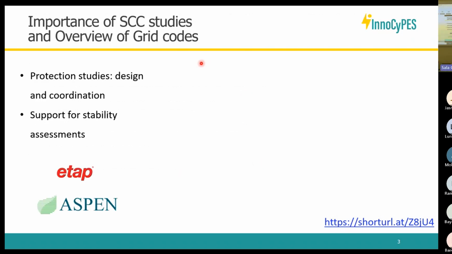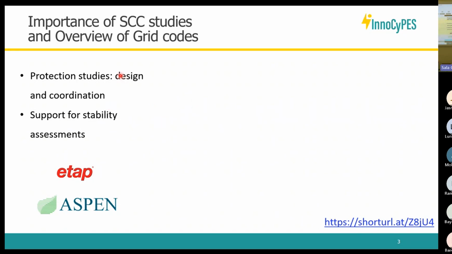So when it comes to these studies about short circuit currents, in a very summarized way, because even if I wanted to talk about it in a detailed way, I'm not an expert. So very briefly, these kind of studies are helpful for protection studies, design and coordination. So we have softwares nowadays like ETAP and Aspen that already do this kind of estimation, but a lot yet has to be implemented when it comes to including these inverter-based resources.